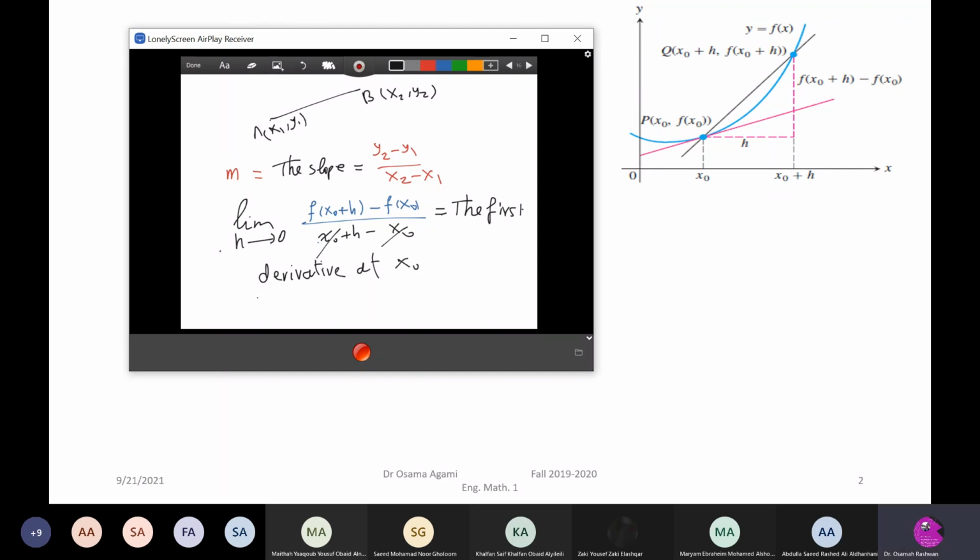The first derivative at x naught. How to write it in mathematics? They call it dy by dx, and sometimes they call it f dash at x naught, here at x equal to x naught. This is the first derivative, which is defined by a limit. And this first derivative gives me the slope of the line at the point x naught. Now, this is the derivative.